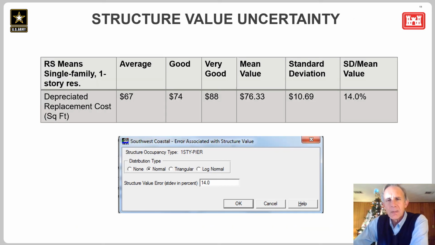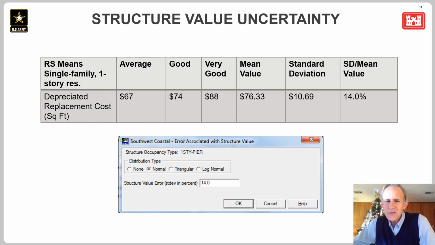Getting to the structure value uncertainty, it can be just as simple as you've got your depreciated replacement cost and you look at an area and you say, well, these structures range between average condition relative to very good condition, and you've got your prices or your cost per square foot for the three, or it could be three different surveyors. I look at a structure and I think it's worth one value, another person looks at it and thinks another, and another person looks at it. However you do it, you come up with your range of values and you get a mean and a standard deviation.